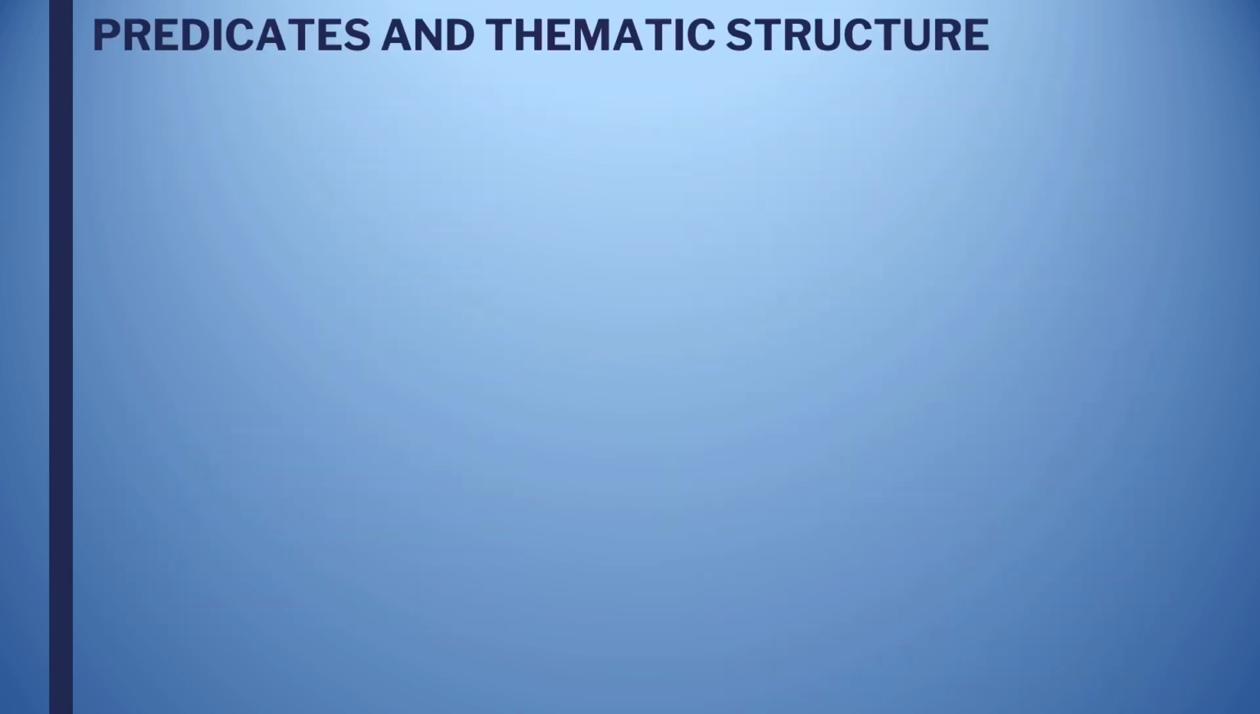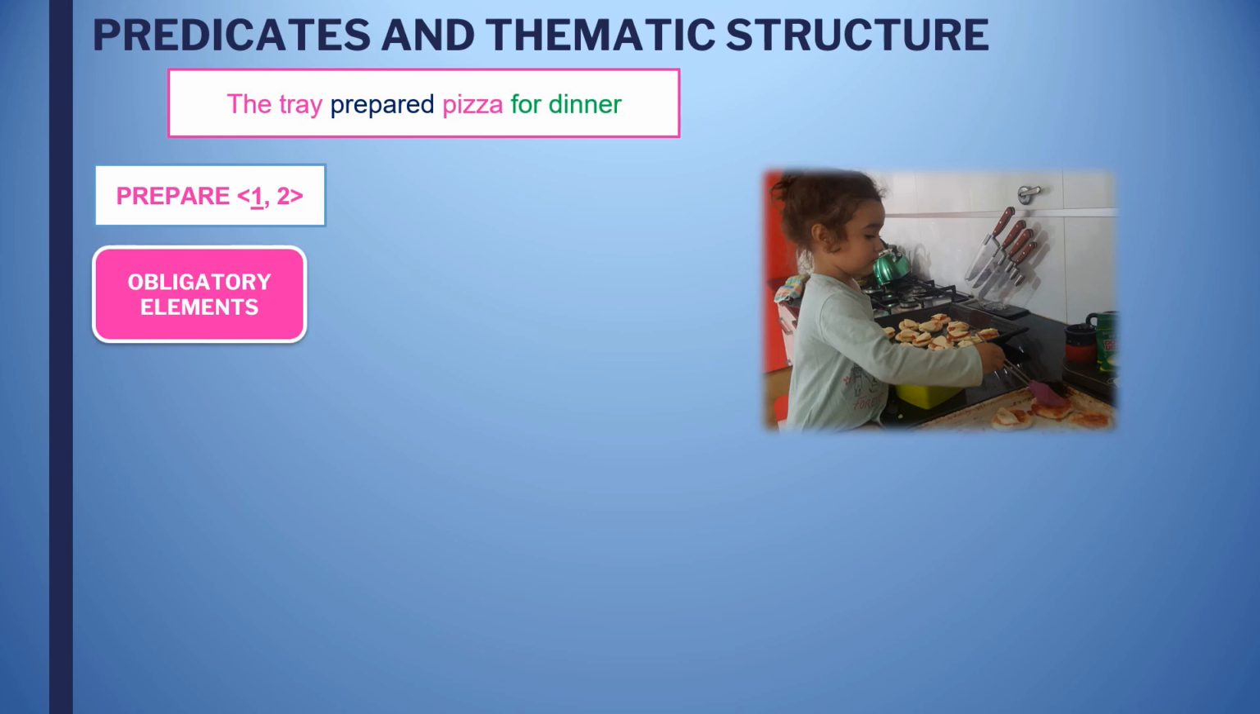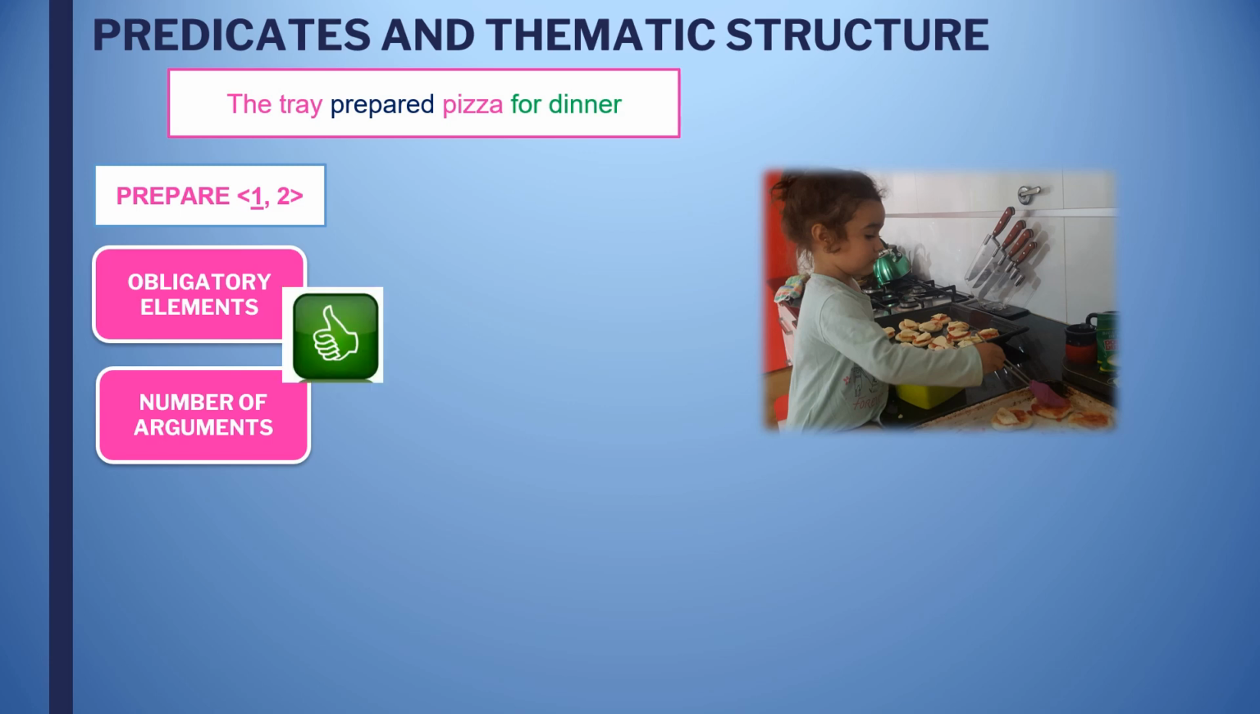So far, we have described verbs and their argument structure. And now it is time to deal with verbs and their thematic structure. To do so, let's observe the example, the tray prepared pizza for dinner. In here, we can see the predicate prepare, which is a transitive verb, and it selects two arguments, right? So far so good, because in this sentence we could say that the sentence matches the verb's argument structure, as there are two DPs present in the sentence, the tray and pizza. The number of arguments, of obligatory elements, is correct.